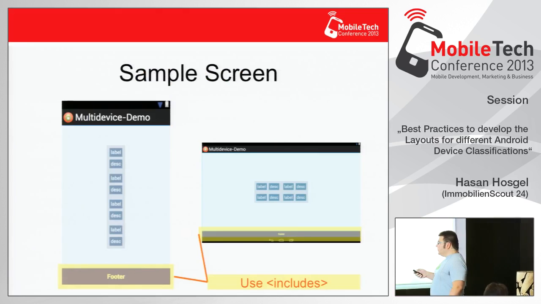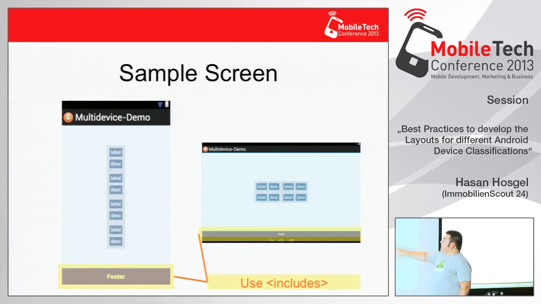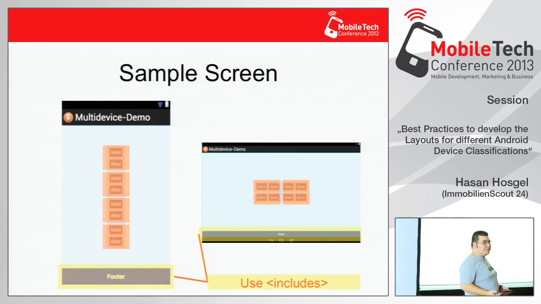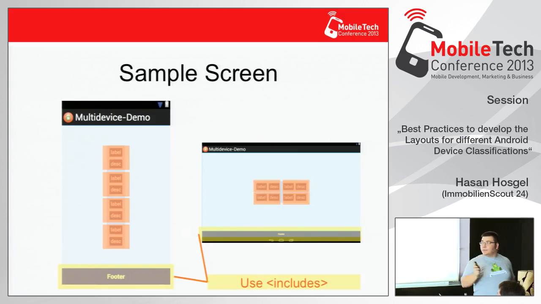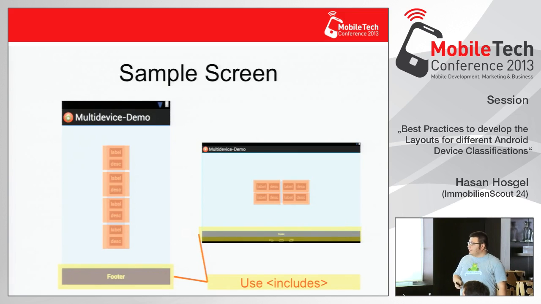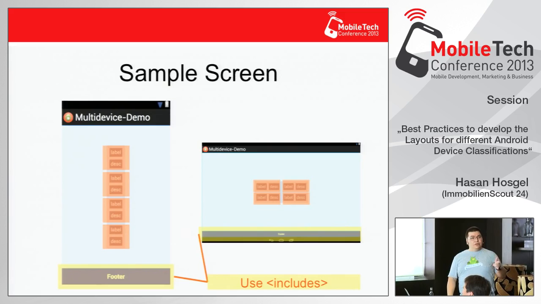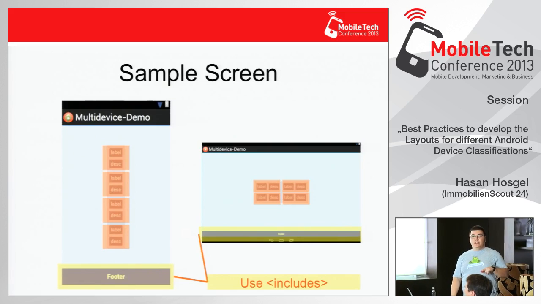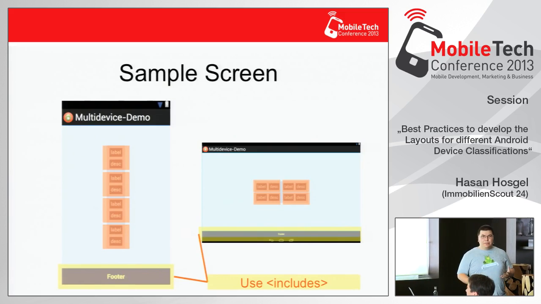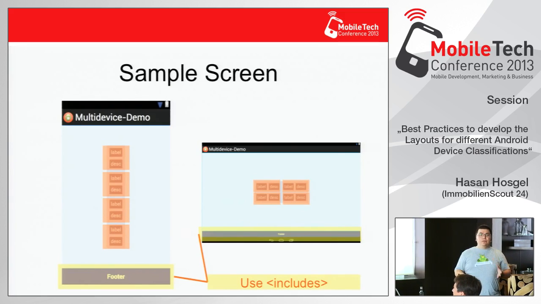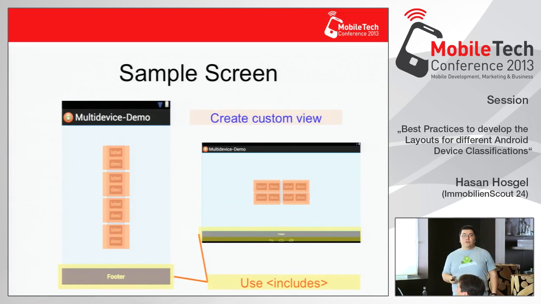Now we use includes for the footer, and we see here, for example, that's more or less always the same structure. We have a label and a description. The main difference in both wireframes is that in the first one the orientation is horizontal, and in the second one it is vertical. So you can't use an include for that. You can create a custom view for that.